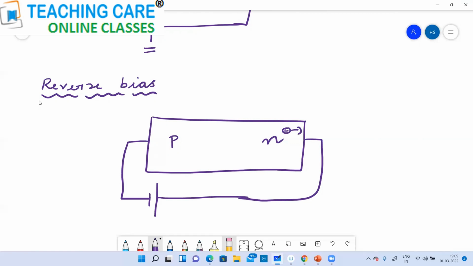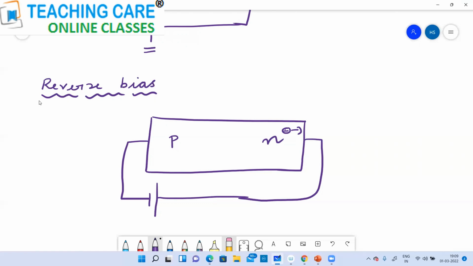Even though it is the minority drift current in this case, it is independent of the applied voltage. This we are going to see in the graph. This current is called leakage current or reverse current. The circuit is said to be reverse biased. Minority carriers, few electrons and holes, try to cross each other. That's all.